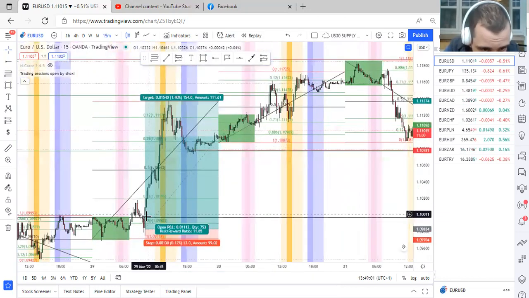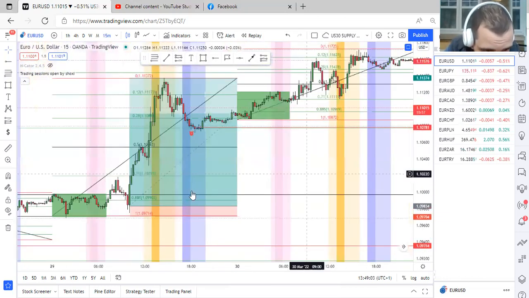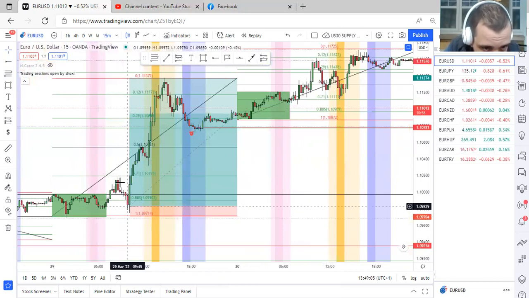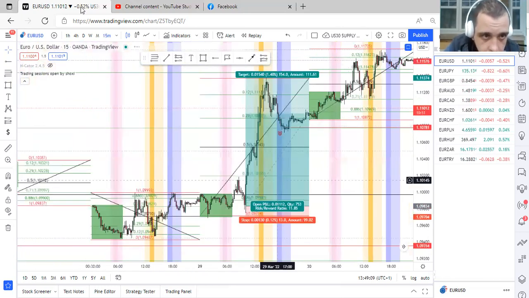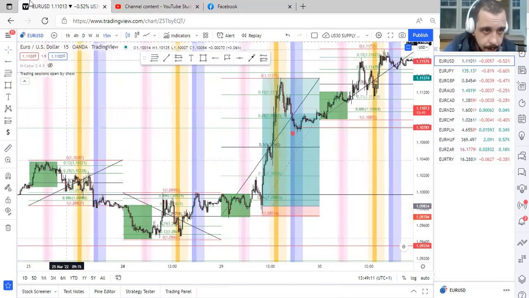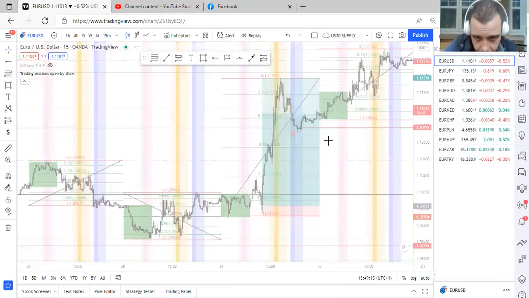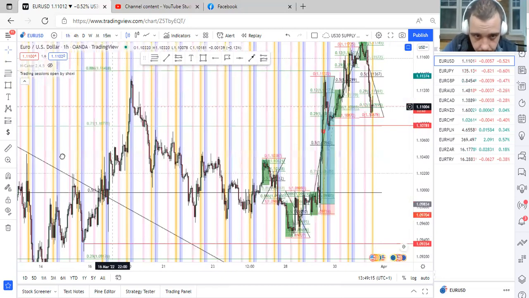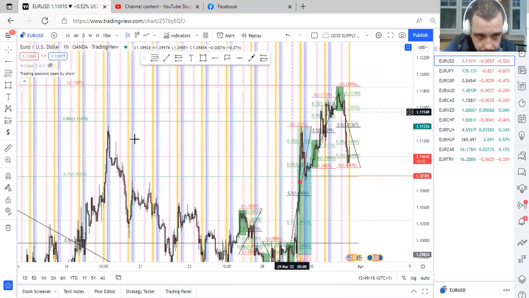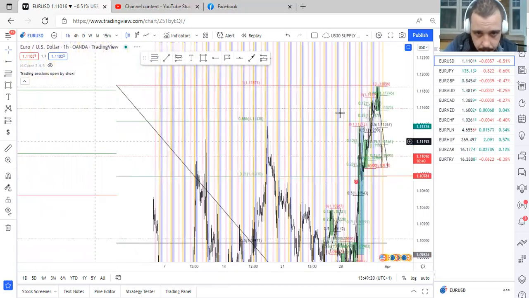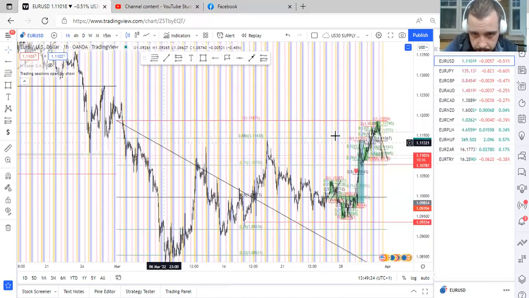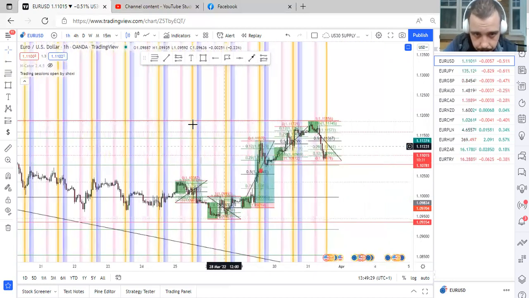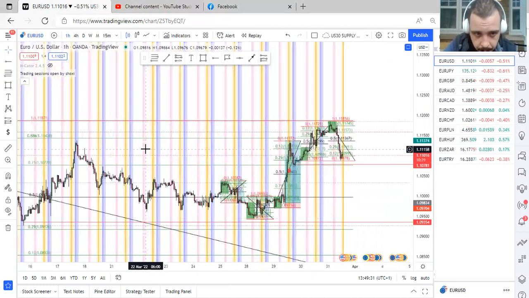What's down here? Look at that. That's a lovely setup, that. What's happening in the higher time frames? Broke this structure here. Broke so many levels of structure there. So many.